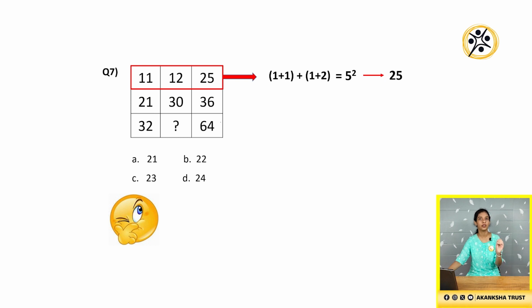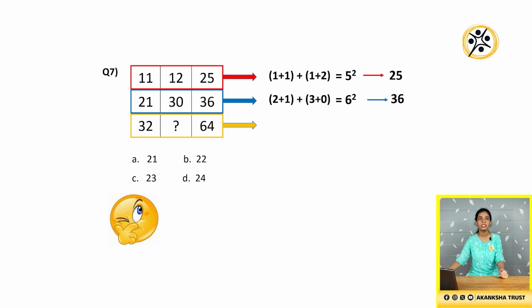So let us confirm this relationship by checking the second row entry as well. So we have 2 and 1, that is 2 plus 1, that will sum up to 3, and 3 plus 0, that will again sum up to 3, and we get 6 square. 6 square is 36, and yes, that is the relationship. So let us use the same strategy to solve the third row also.